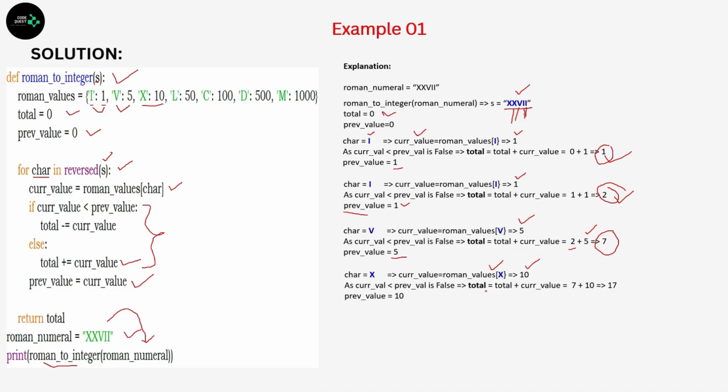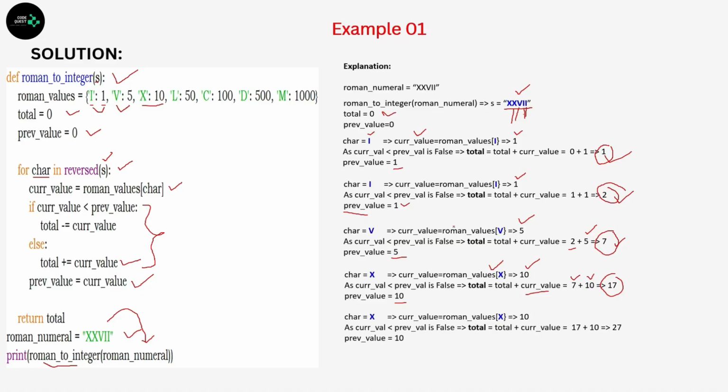Hence again I need to add the current value to the total. As a result, 10 is the current value and previously the total was holding 7. So 7 plus 10 makes it 17. And the previous value will take up the current value, which is 10.